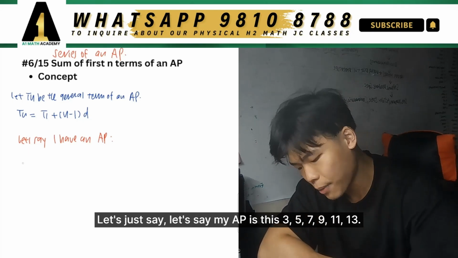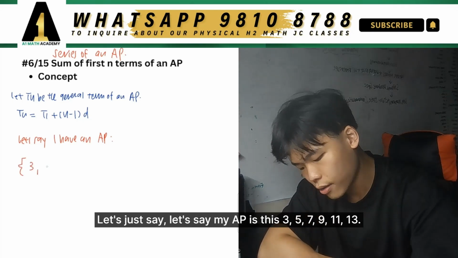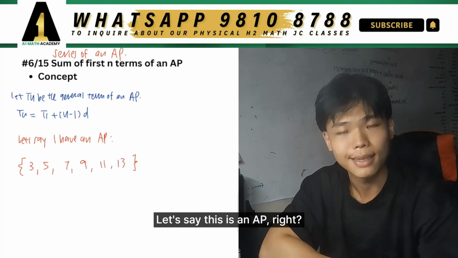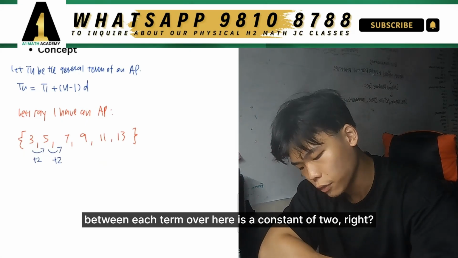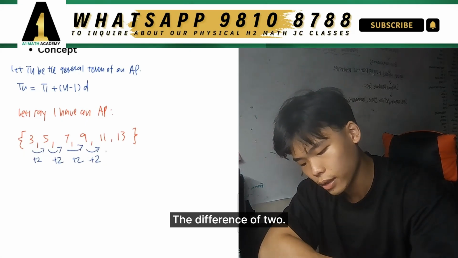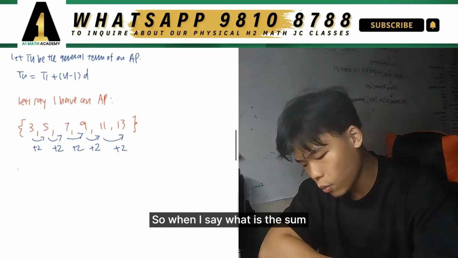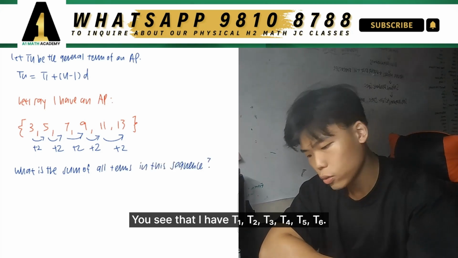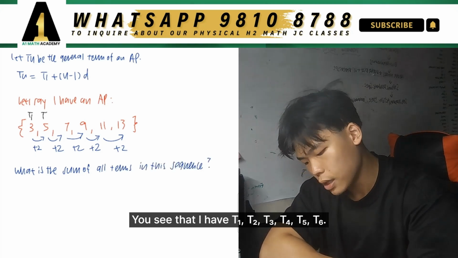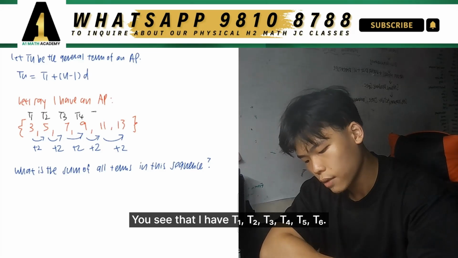Let's say my AP is 3, 5, 7, 9, 11, 13. We know that this is an AP because the difference between each term over here is a constant of 2. So when I ask what is the sum of all terms in this sequence, you see that I have T1, T2, T3, T4, T5, T6.